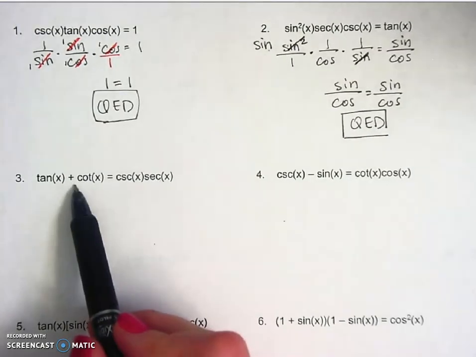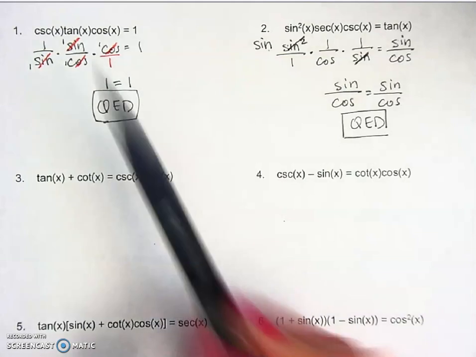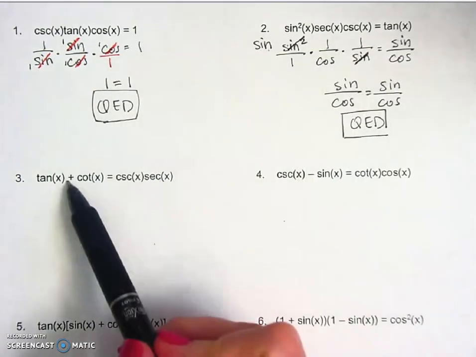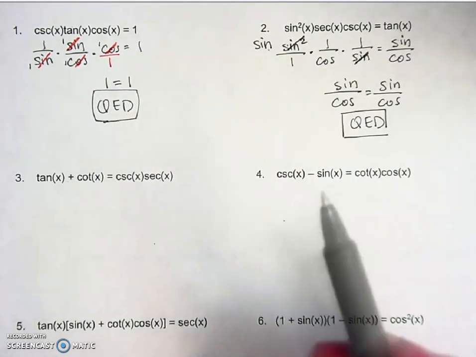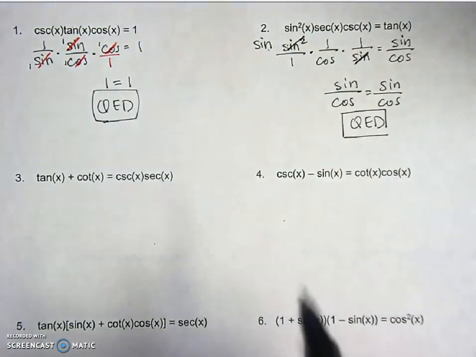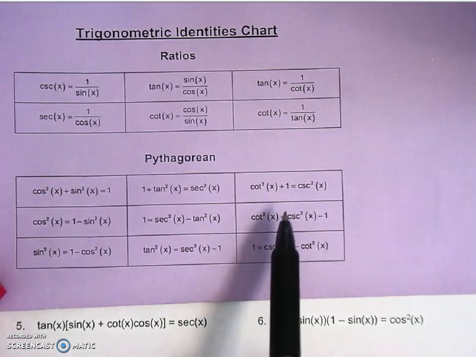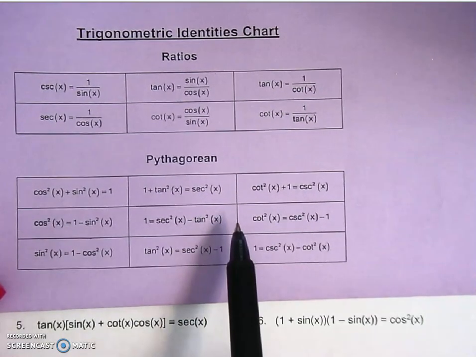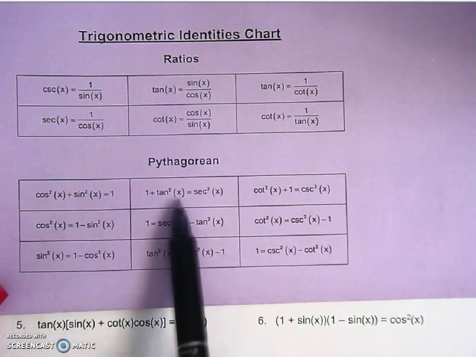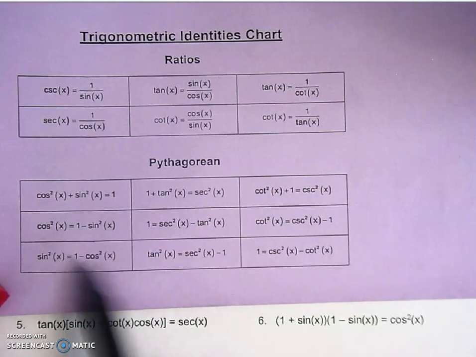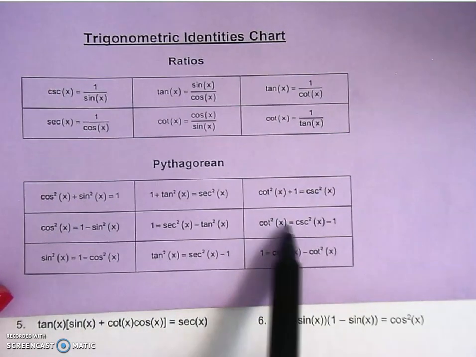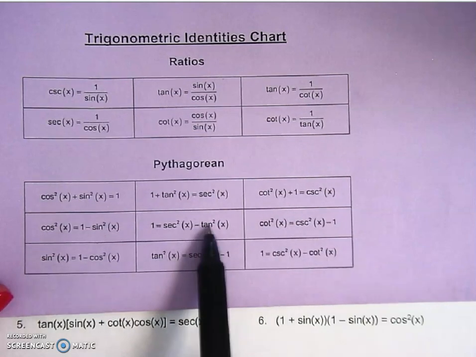Now looking at number 3, something that's different here from 1 and 2 is that there's an addition sign here. So chances are good that we may have to use one of these Pythagorean identities now, since these are the things with the pluses and the minuses. So we'll be on the lookout for anything that we can substitute with its equal expression from this chart.